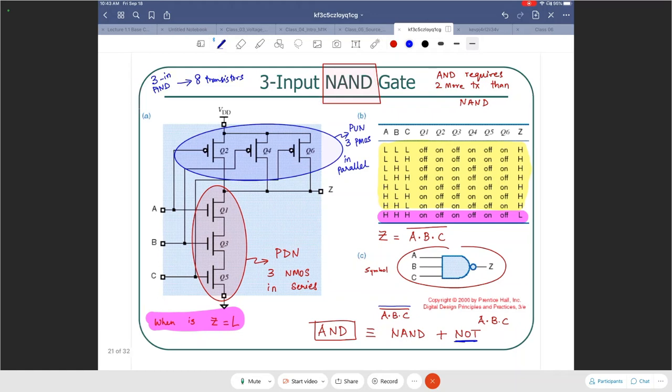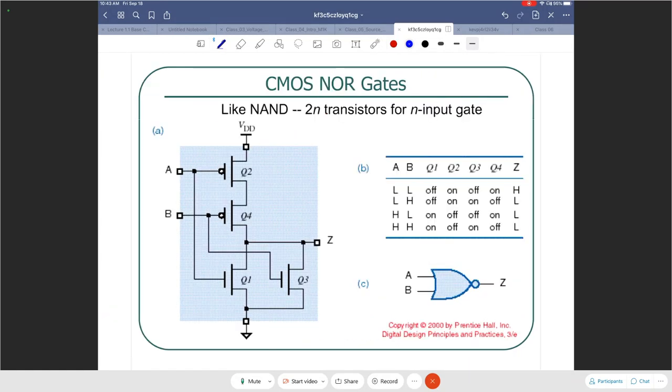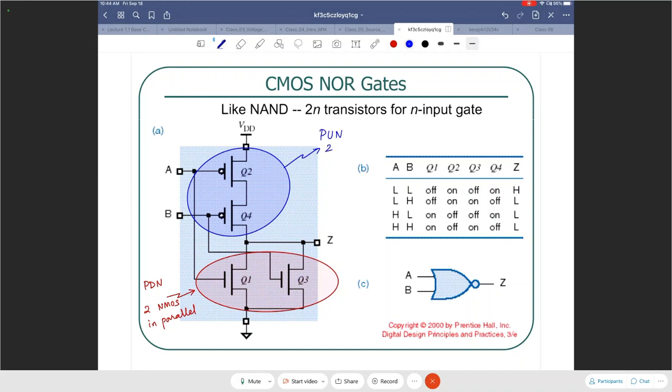Now let's go into the world of NOR and OR, right? Things are exactly going to be appearing in patterns and complements. So for example, now what we have is a pull down network that has 2 NMOS. So the pull down network has become what? Pull down network is 2 NMOS transistors in parallel. And my pull up network has become what? 2 PMOS transistors in series.